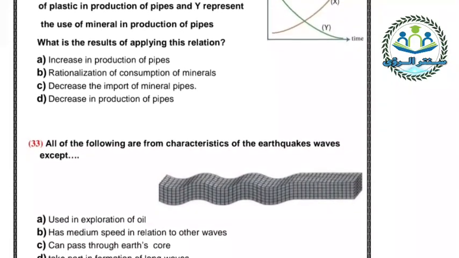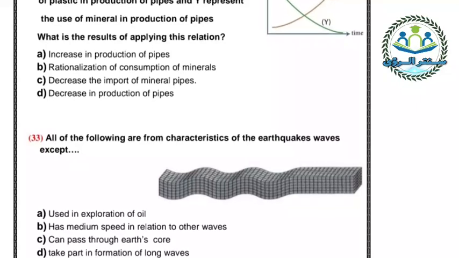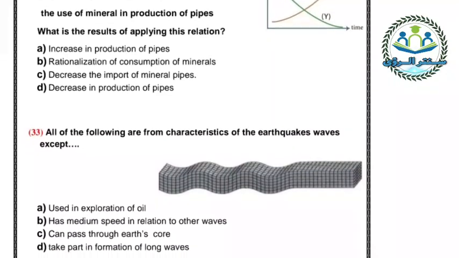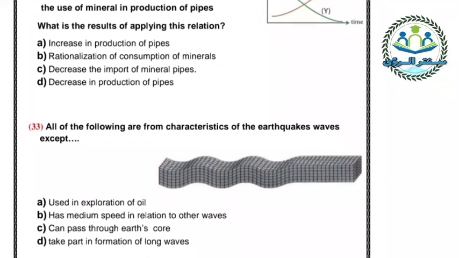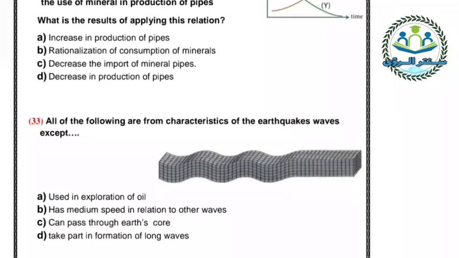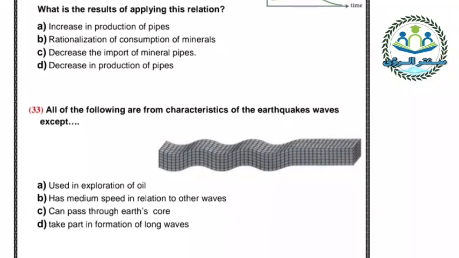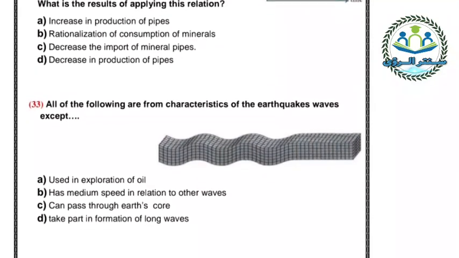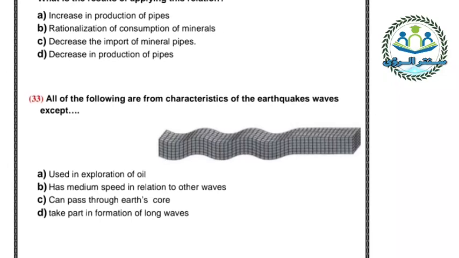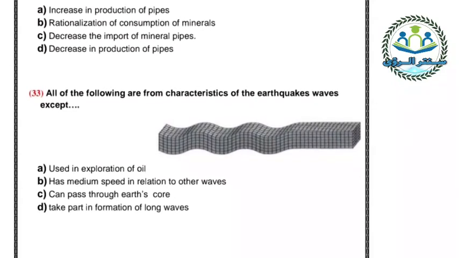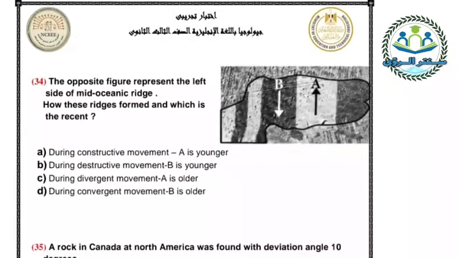33. All of the following are characteristics of the earthquake's waves except A. they are used in exploration of oil. B. Has medium speed in relation to other waves. C. Can pass through Earth's core. D. Take part in formation of long waves.